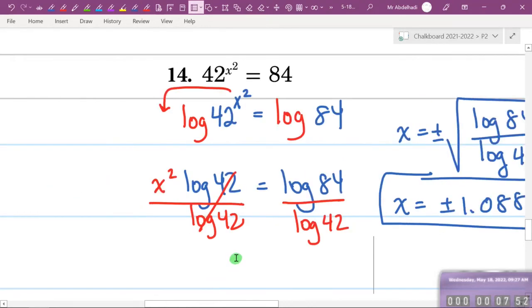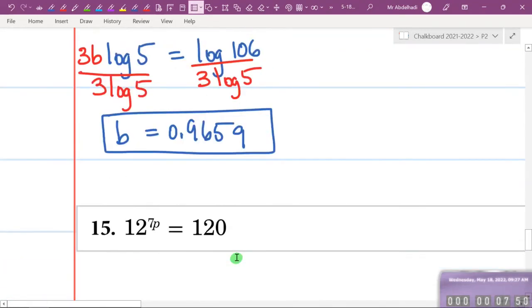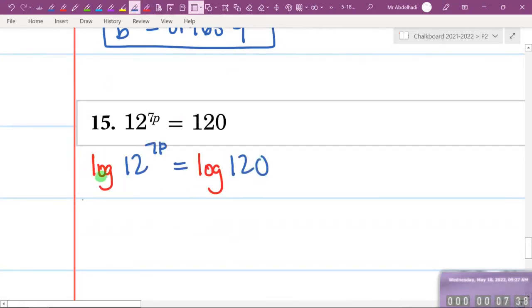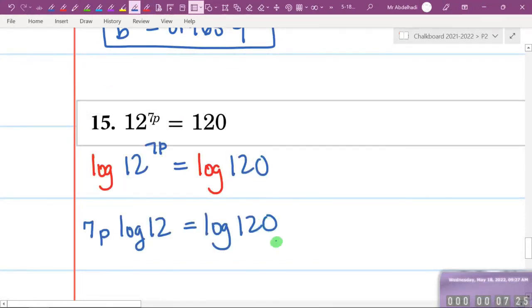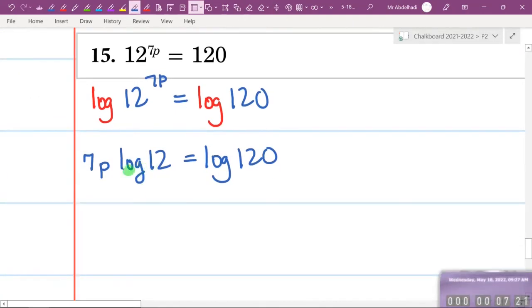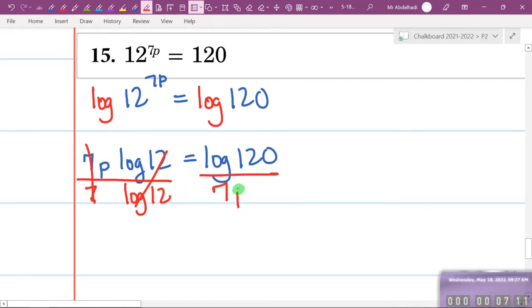Okay, 16, we're almost done here. Down to the last few. Log of both sides, bring down the 7p. We want to get rid of the log 12 that's on the left, and we also want to get rid of the 7. So we'll divide by log 12. That'll get rid of that. We'll divide by 7. That'll get rid of that. So this is going to be 7 log 12 over here on this side.